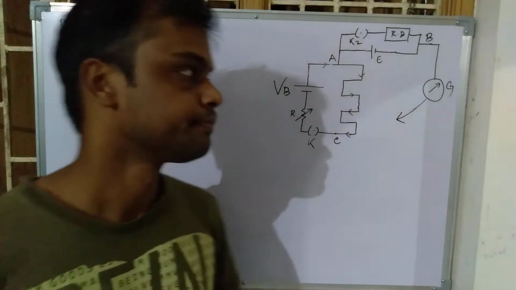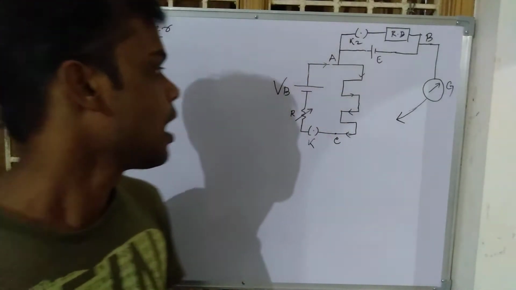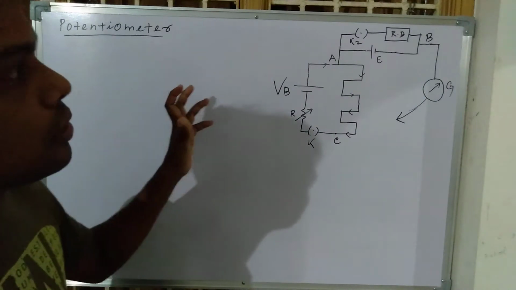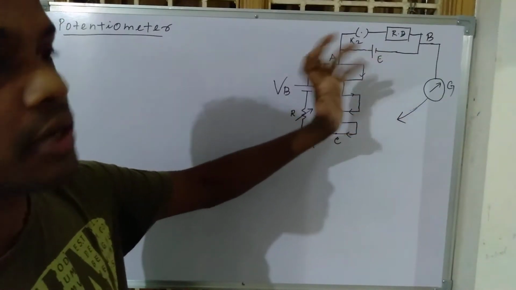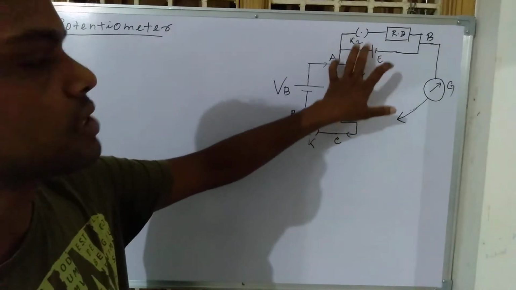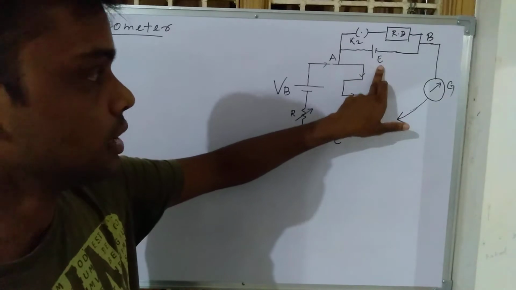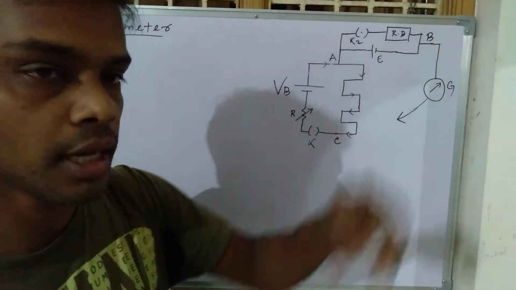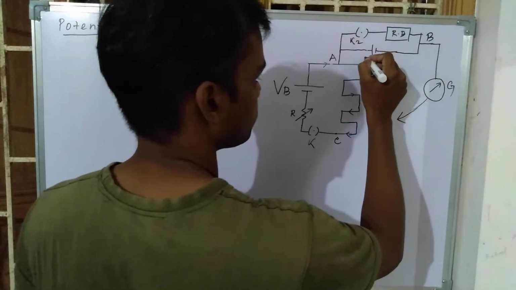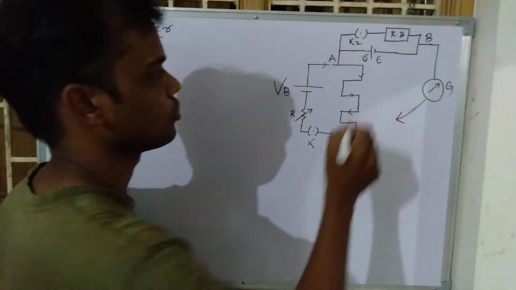Hello students, in this class we shall discuss how a potentiometer can be used to find the internal resistance of an unknown cell. Unknown cell in the sense its EMF E is known to us, but the internal resistance small r is not known.